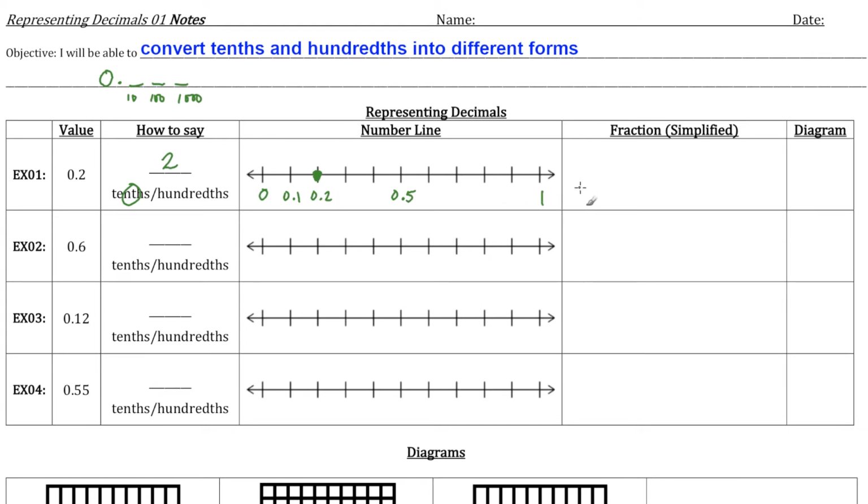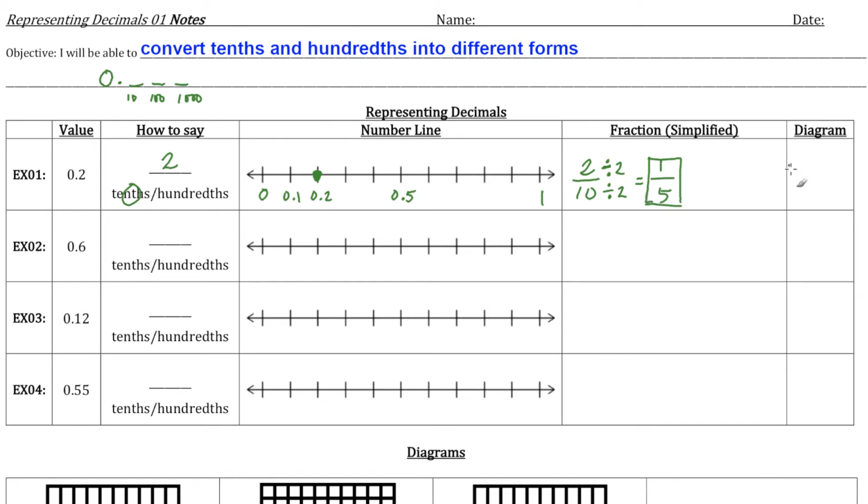Now we're going to represent 2/10 using a fraction. So 2/10. We can see if this is able to be simplified. We know that we can divide the numerator and the denominator by 2. So 2 divided by 2 is 1, and 10 divided by 2 is 5. There are no more numbers besides 1 that I can divide out, so we are done. 1/5.